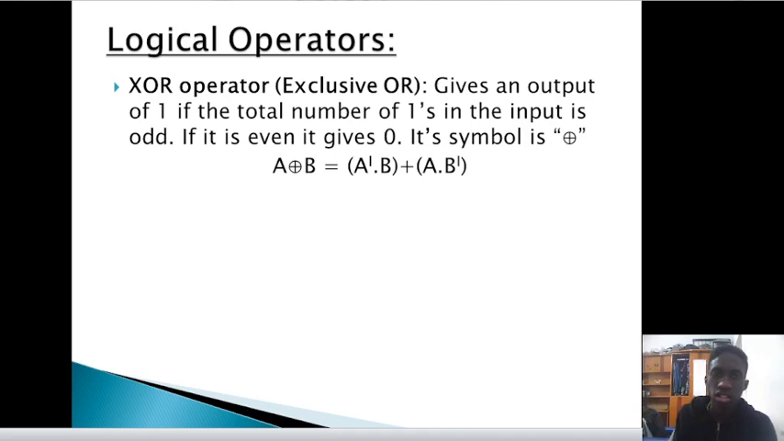And just a note there, A exclusive OR B is equal to A complement and B, or A and B complement. So that's what A exclusive OR B is. We'll actually prove this. So let's dive right in.